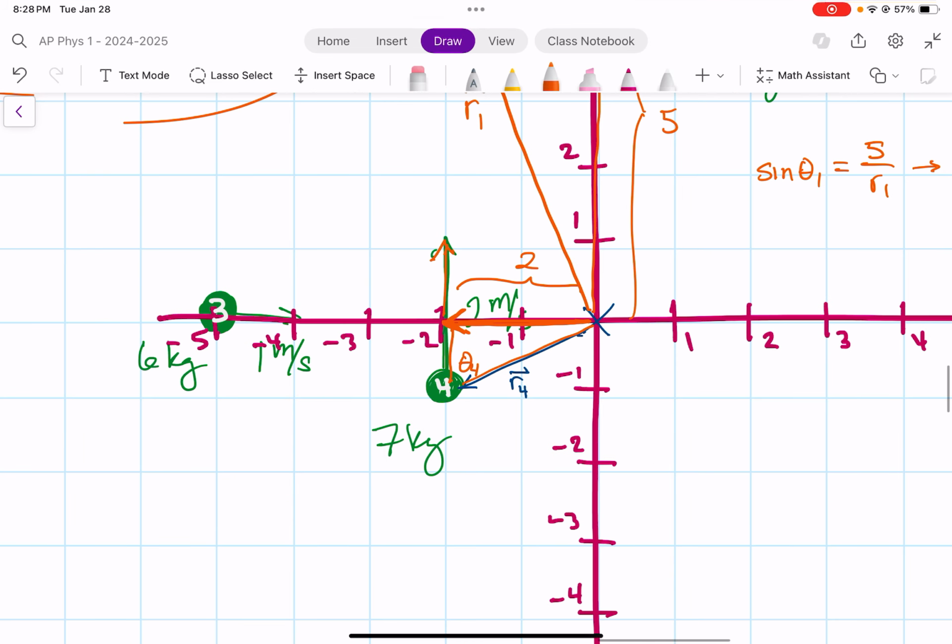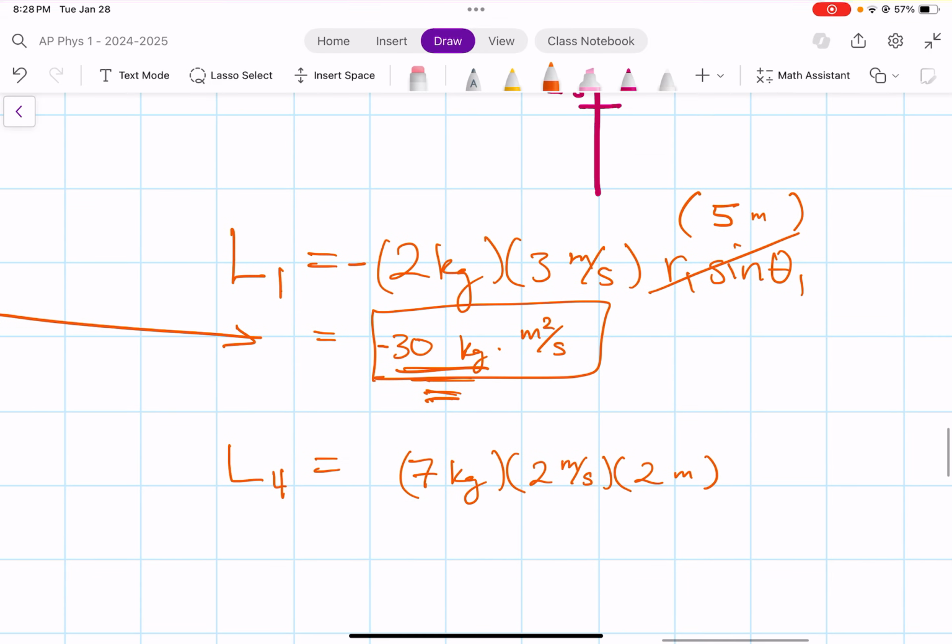Right-hand rule would tell us, is this positive or negative? Again, put your fingers along R, curl them towards the velocity vector, or which direction the velocity is pointing. My thumb is going into the page, so that's a negative angular momentum. So here, I get an answer of negative 28 kilograms meters squared per second.